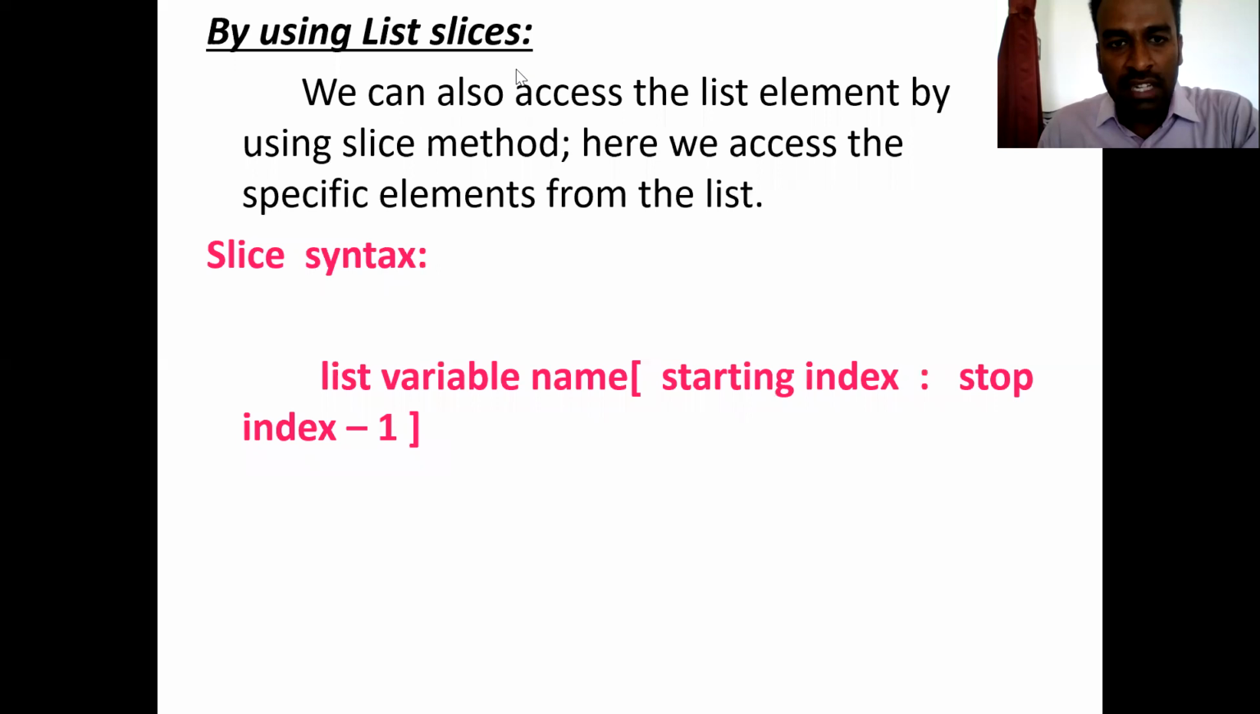And by using list slices, we can also access the list elements. By using the slices method, we access specific elements from the list, from the starting index to the stop index. Starting index and then stop index minus 1.